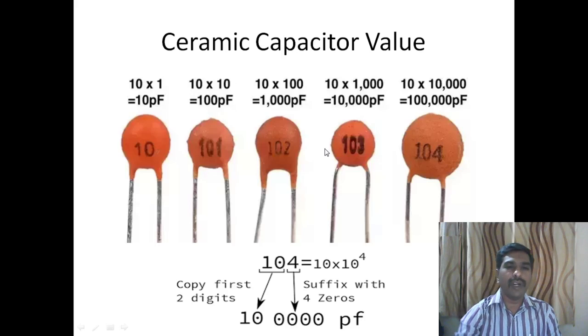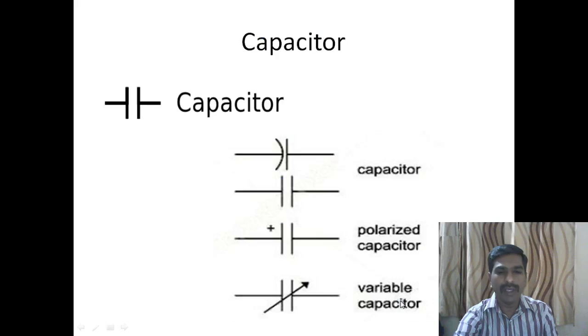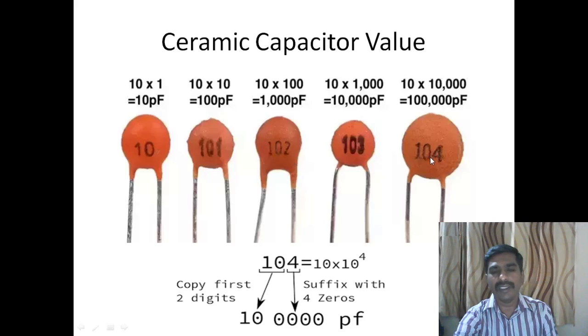But for an electrolytic capacitor, the value is printed on the capacitor. Here you can see some printed characters. It's written 1 microfarad. The value is printed on this electrolytic, but on the ceramic capacitor it is printed like this.